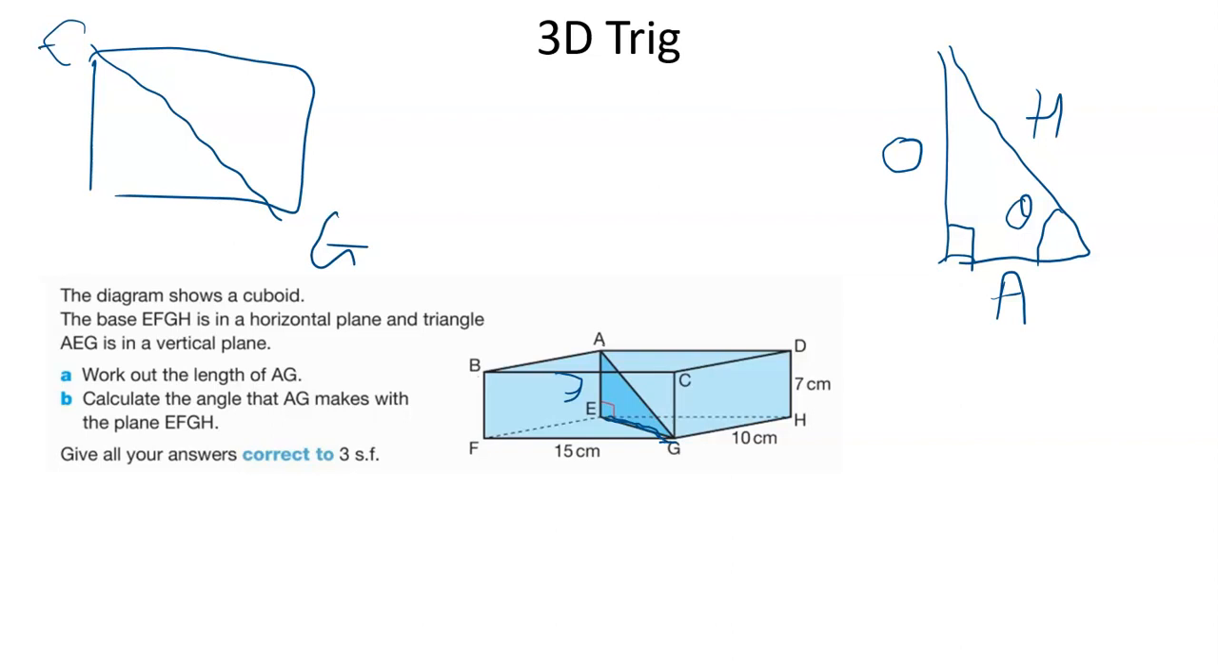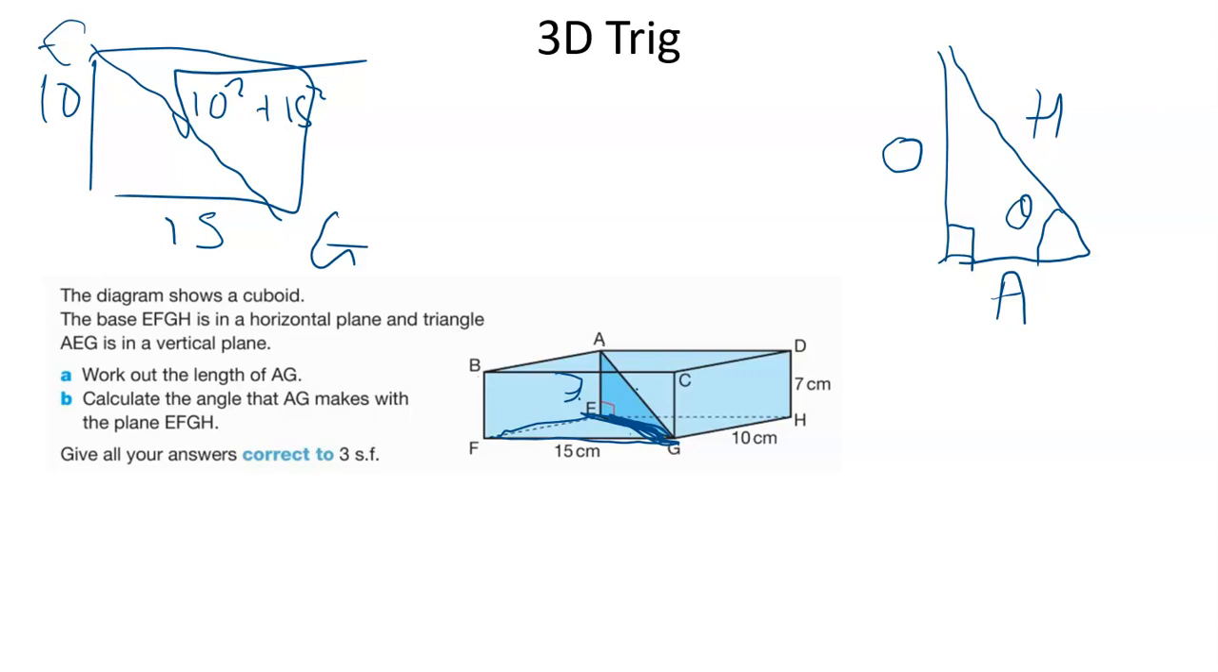I'm looking at this triangle here. So this is 10 and this is 15, and we can find this by doing 10 squared plus 15 squared, square rooted. Pythagoras, a squared plus b squared equals c squared. And now we can look at this. If we know that this is the square root of 10 squared plus 15 squared, we can say, well, this squared plus 7 squared equals this. And what is root 10 squared plus 15 squared, squared?